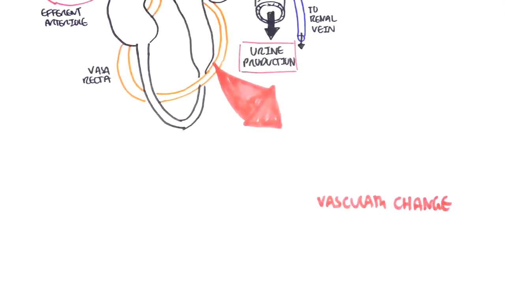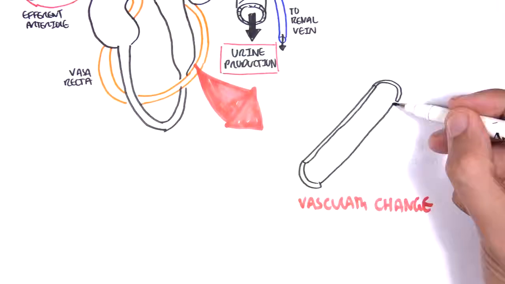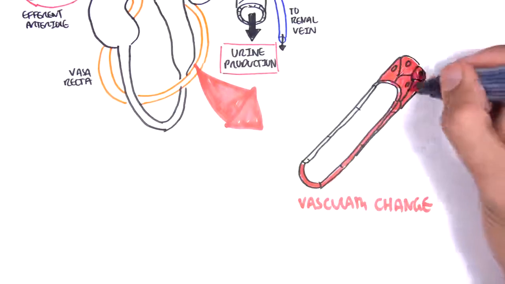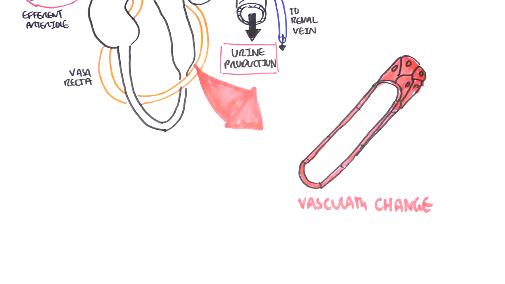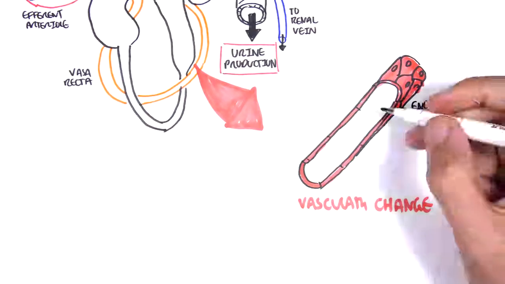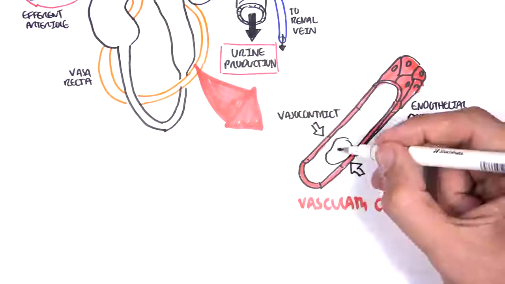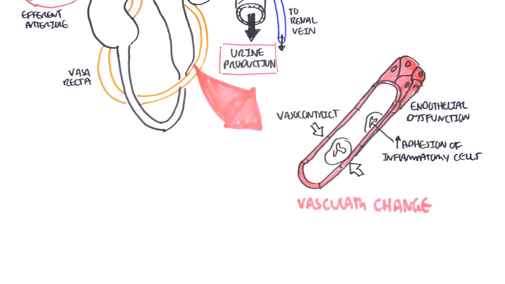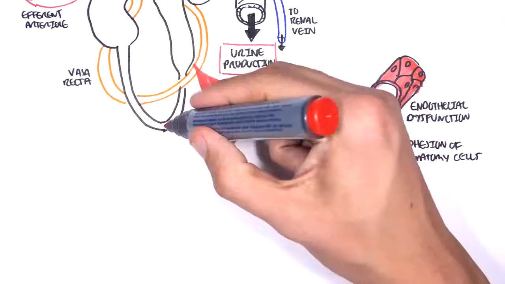The first is vascular change, where we see endothelial dysfunction, where we see vasoconstriction, particularly in the afferent arteriole, the arteriole coming into the nephron, as well as we can see an increase in adhesion of inflammatory cells, such as neutrophils. And this will cause and aggravate the problem. It will cause inflammation.